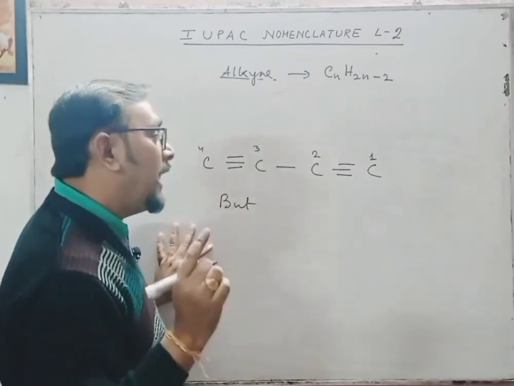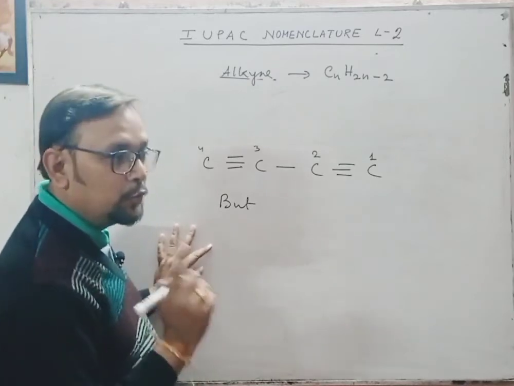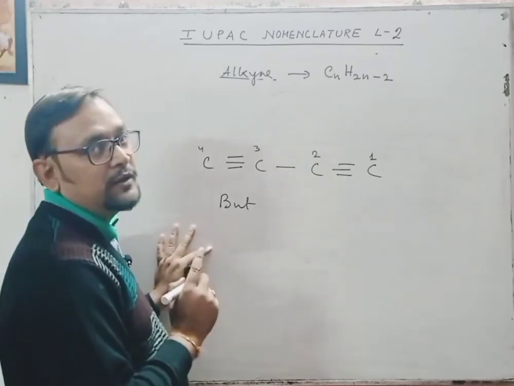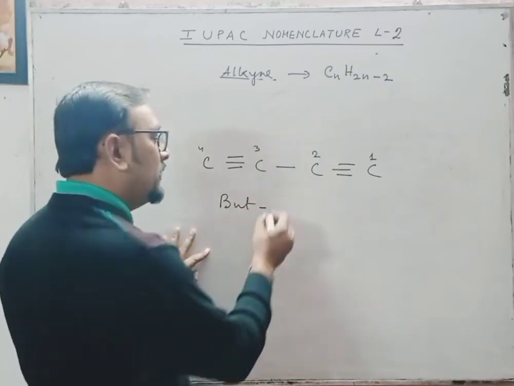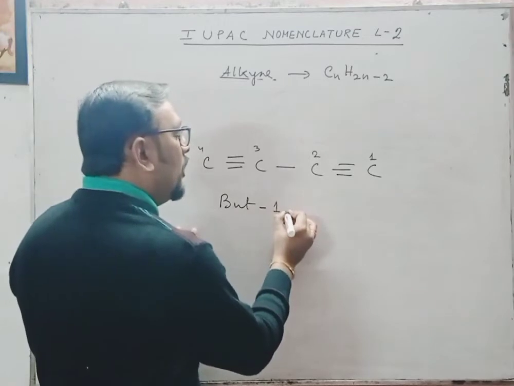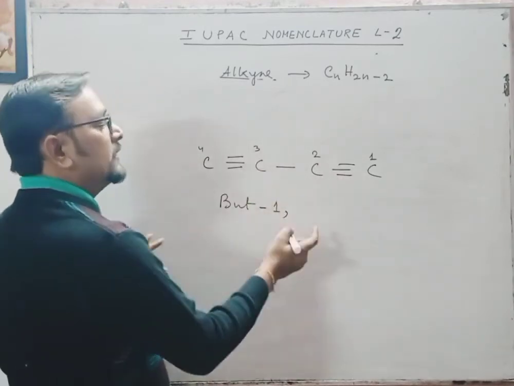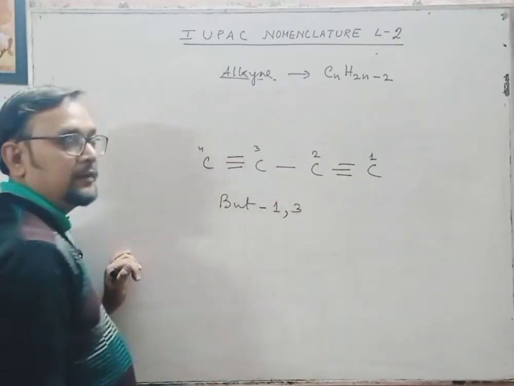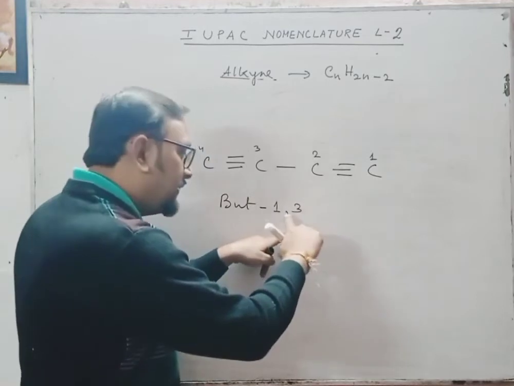Okay. How many times has the triple bond been repeated here? 2 times. So I have to mention the locants also. I'll give a hyphen, because now I'm going to write some number. 1, comma. 1 is for this triple bond, and then 3 is for this triple bond. Clear? So but 1, comma 3.